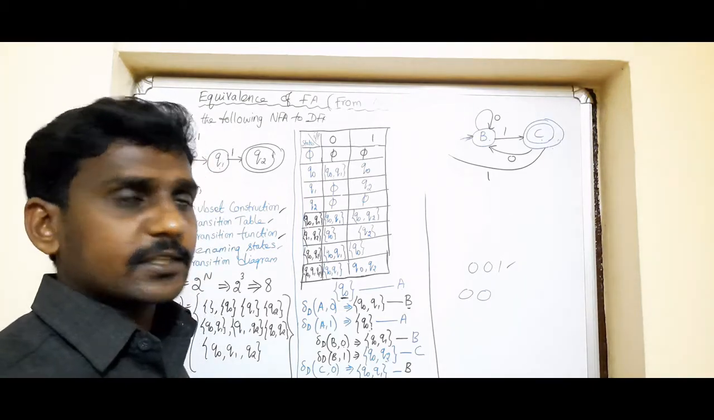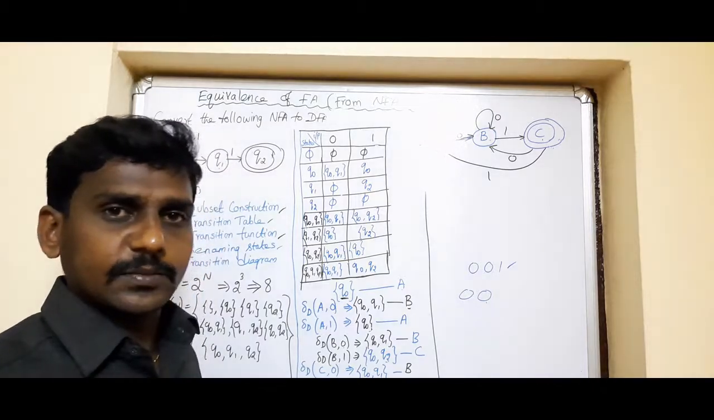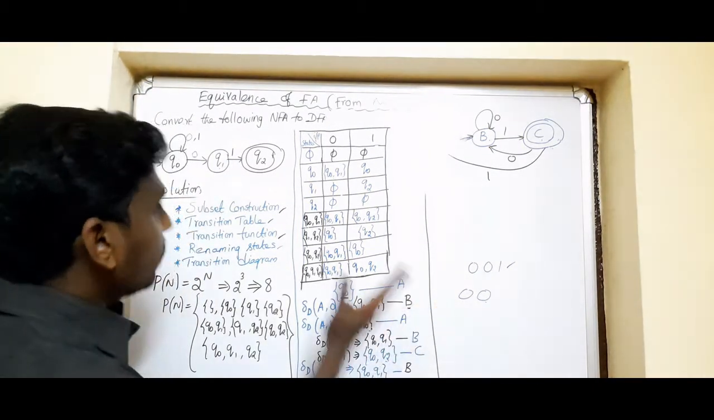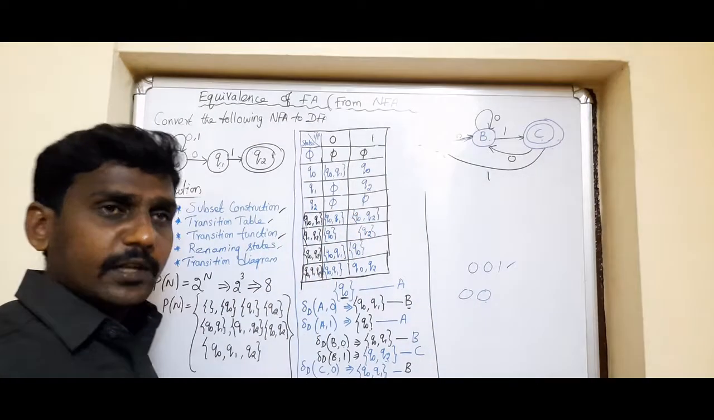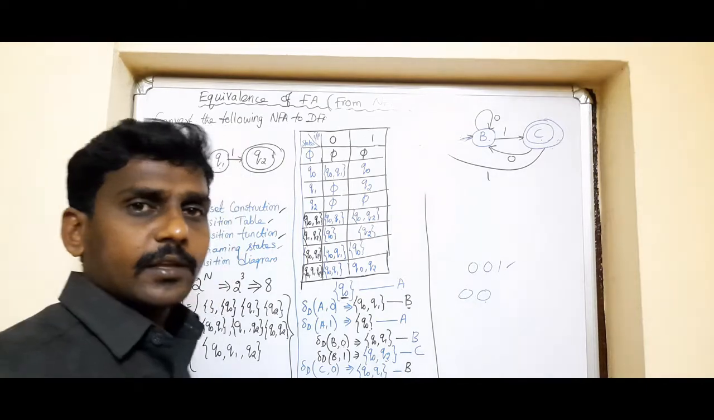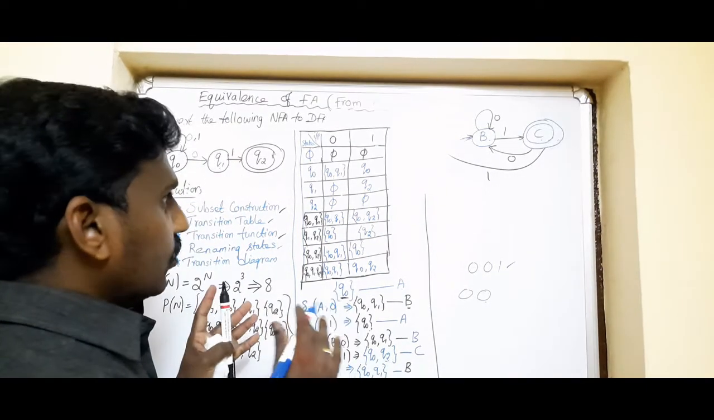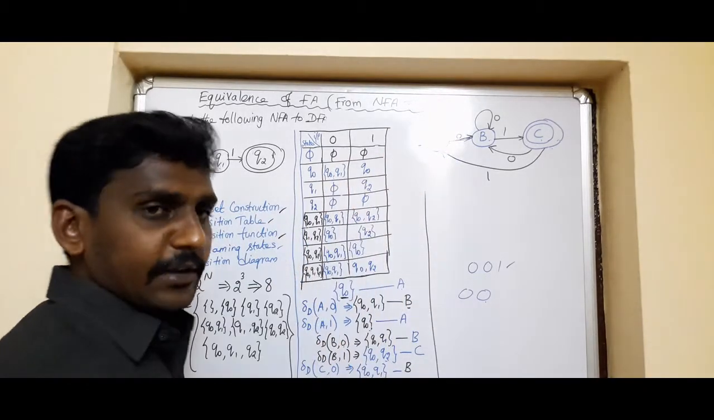When will we say it is accepted? Whenever the string reaches an accepting state, only then it is accepted. Okay, so whenever a string is accepted in this NFA, it should be accepted in this DFA. Whenever a string is not accepted in this NFA, it should not be accepted in this DFA. Can you understand? Because we are constructing the DFA from this NFA.